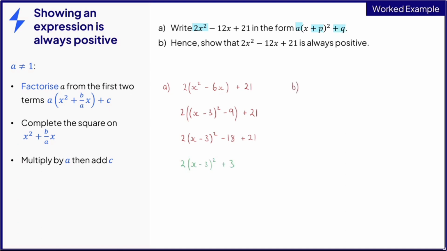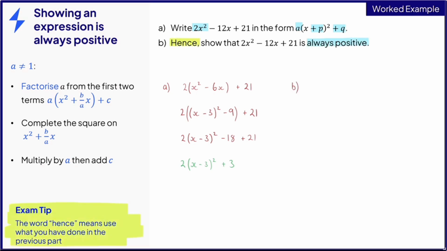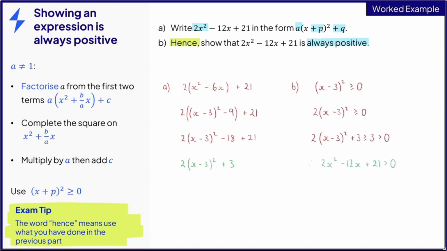For part B, we're asked to show that the expression is always positive. It says the word hence, so that means we have to use what we've done in part A. The key here is that the squared term is always bigger than or equal to 0. So we can build up our expression from the squared term, so multiply both sides by 2, add 3 to both sides, and we get that the quadratic is bigger than or equal to 3, and 3 is greater than 0, so we know that the whole quadratic must be bigger than 0, therefore it's positive.